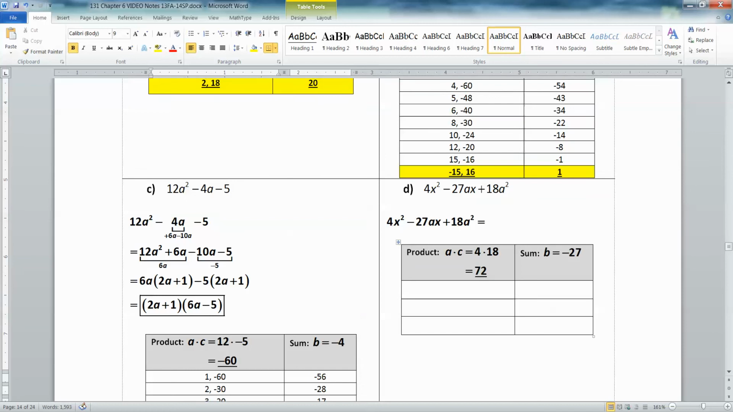I had to set up a little bit here so we can fit it all onto the page for the next problem. Okay, so let's see here. We got 4 times 18. 4 times 18 makes 72. So I need a product of 72, but I need to add up to negative 27 on this one.